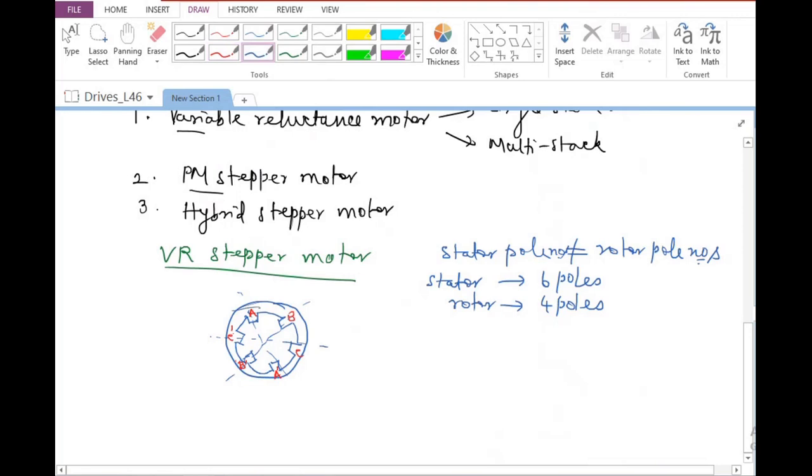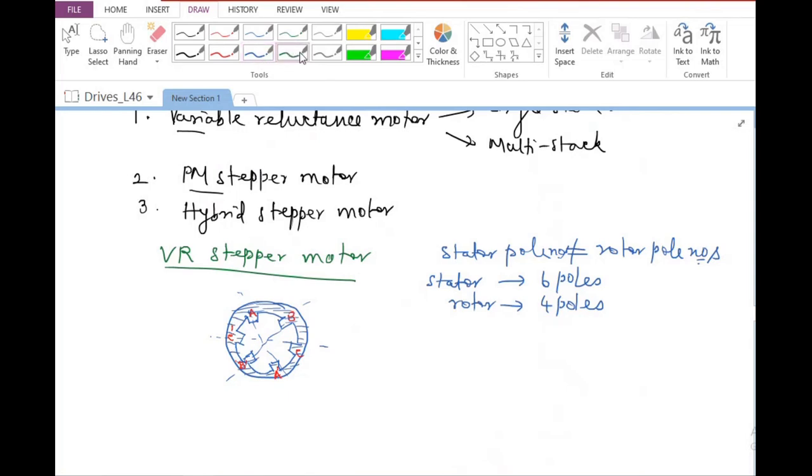Please note that all these portions are made up of iron so that magnetic field lines pass quite easily through this. So this is going to be all made up of iron. So it can be basically laminated and so on and so forth. This is how it is going to be.